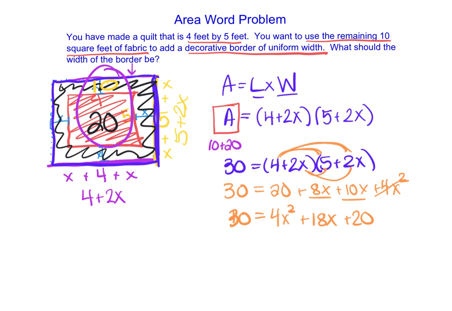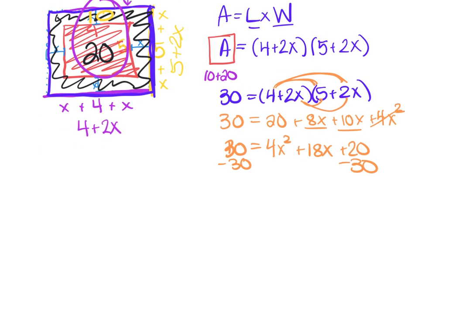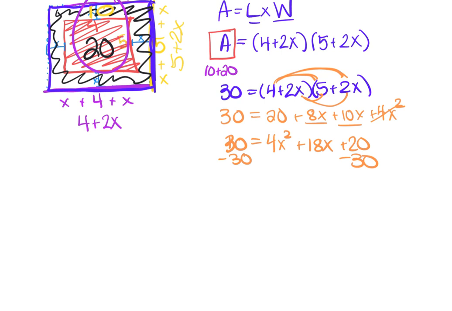Now I know that if I want to use factoring here to solve this, I'm going to need the zero product property and it equal to 0. So I'm going to subtract 30 from each side to get that equal to 0 piece. And so when I do this, I now have 0 equals 4x squared plus 18x minus 10. And this is now ready for me to factor.